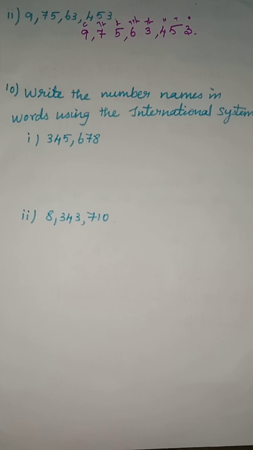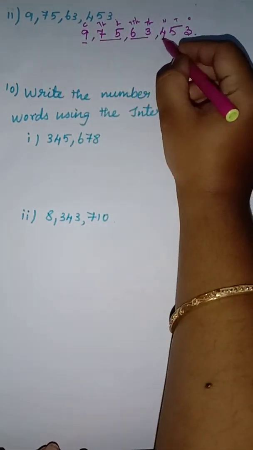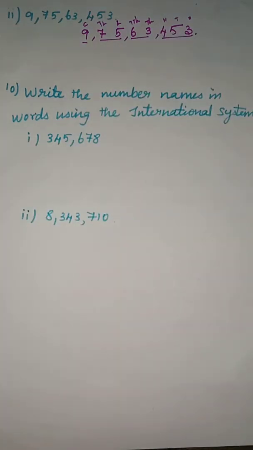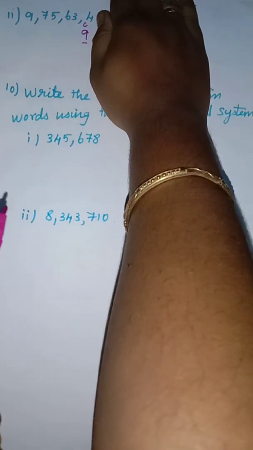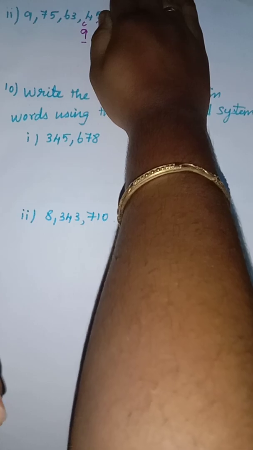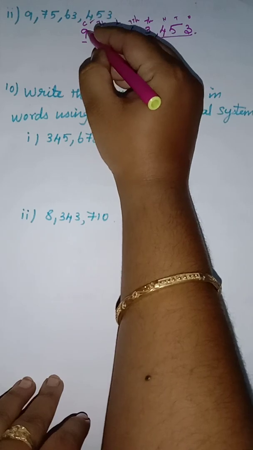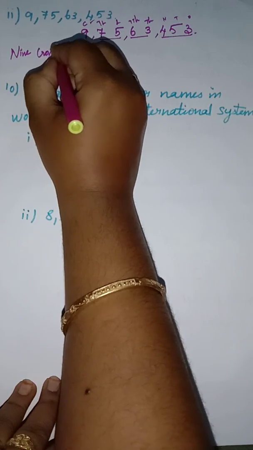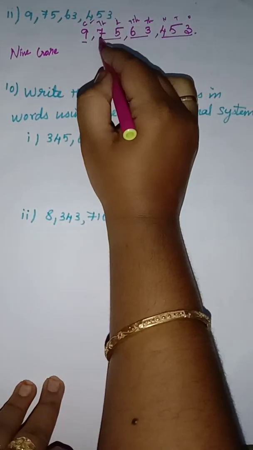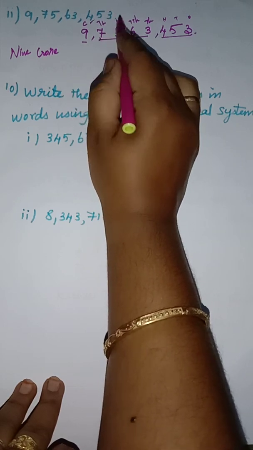Okay, here what will you do? Here also you have to underline the numbers in between the commas: here 9, here 7, 5, 6, 3, 4, 5, 3. Okay, we have underlined. Now close all the numbers and see just the first number. What is the number they have given? It is just 9. So 9 means, what is the place value? Crore. So 9 crore. Now close all the numbers and see this number alone, that is 75. So 75 lakh.